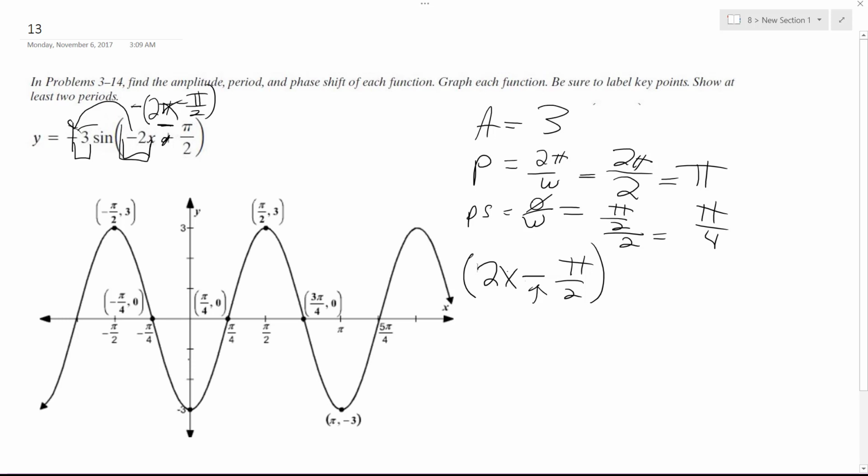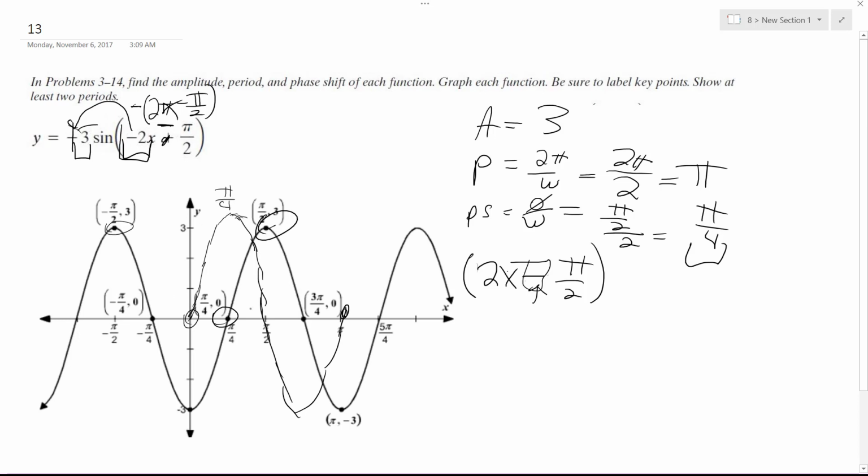So this would be like a graph like this. This cycles every pi. So this would be pi over 4. Then we have a pi over 2. And then it would cycle here. But because it shifts to the right, pi over 4, it's the opposite of that. It would shift here. So everything comes out over here.